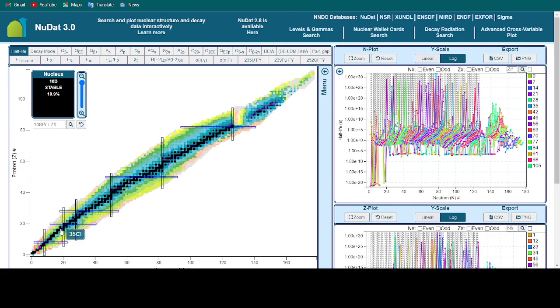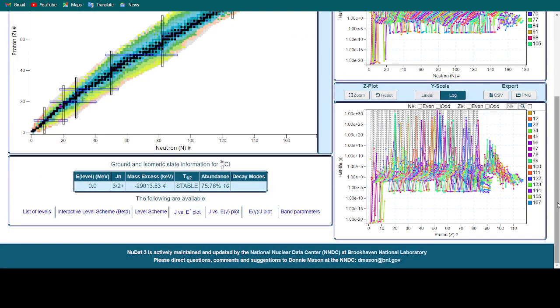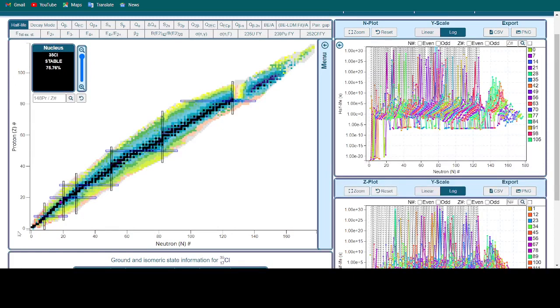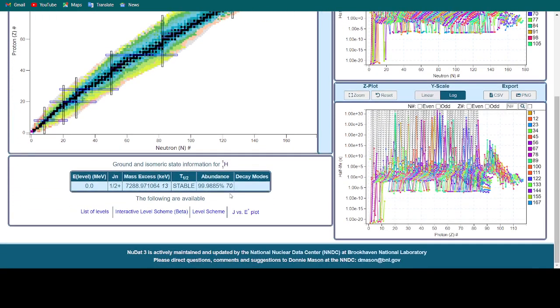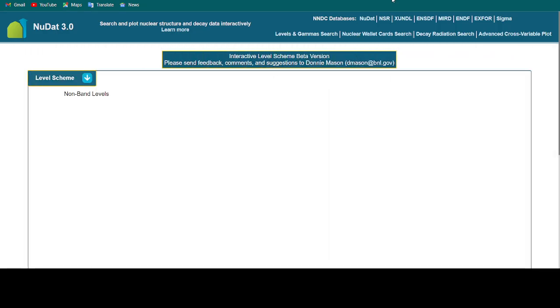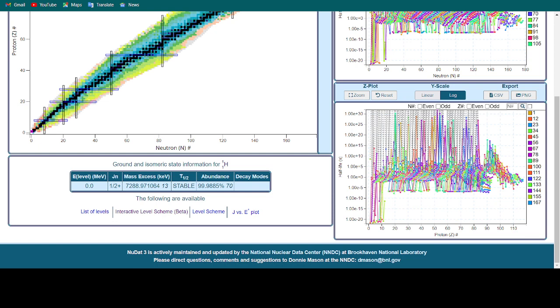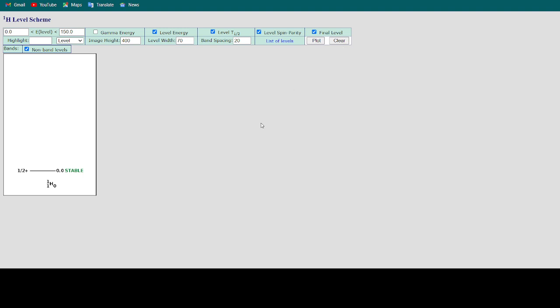I want to show you one such nuclei where we can get some easier thing. Let us go with 1H. It is showing 1H1, J-pi half plus, level scheme. Everything is given there. Interactive level scheme, that is beta. You can get anything that you want to know and want to learn, everything is given over here. This is just a half plus state, which is a very stable state for 1H1. That is why it is showing just one band.